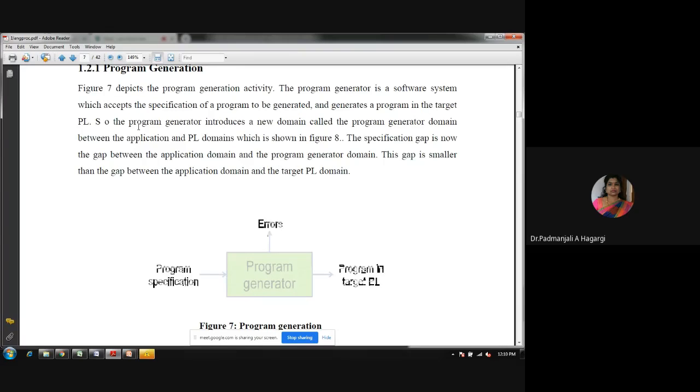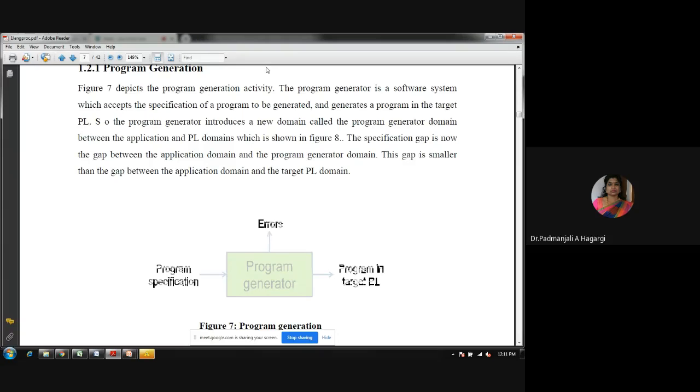So the generator introduces a new domain called the program generator domain between the application and programming language domain, as shown in this figure. In the figure below, Figure 8 depicts the program generation activity. This is how the program generation activity works.